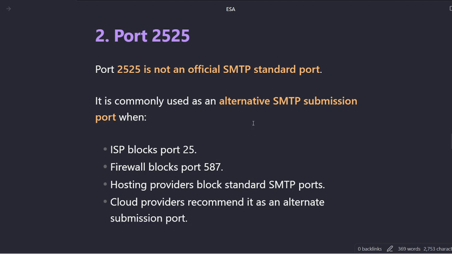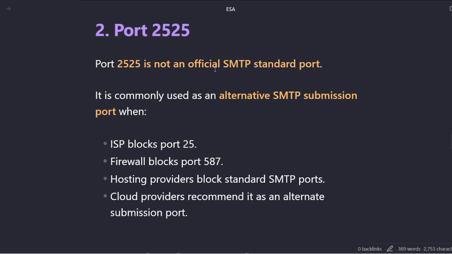We use it as an alternative when your ISP blocks port number 25 or your firewall blocks port 587. I told you there are multiple port numbers. So in those scenarios we go with 2525. Or when your hosting provider blocks standard SMTP ports. Cloud providers recommend it as an alternative submission port. As I said, it is not an official SMTP standard port, so you can say it is a backup port we use for that purpose.